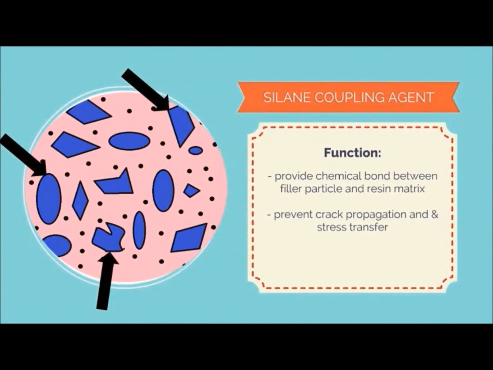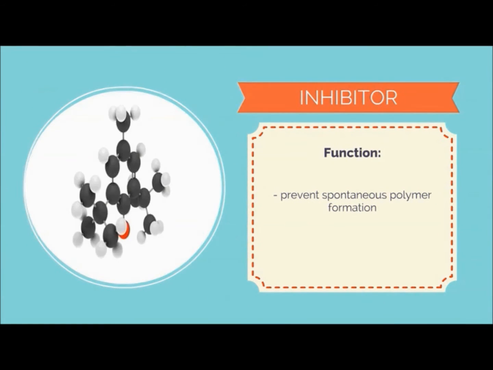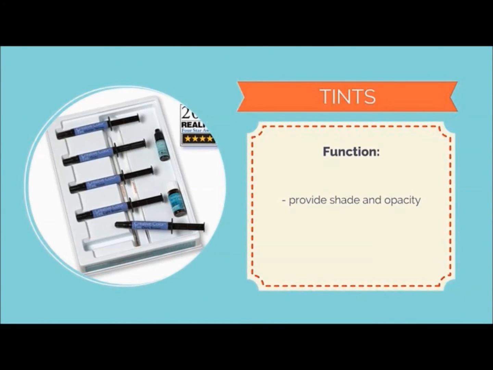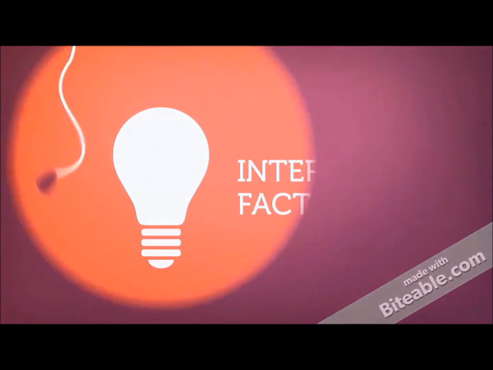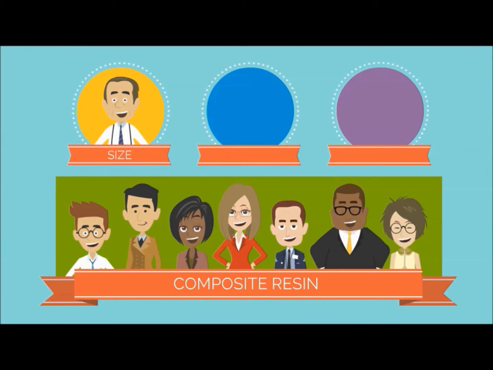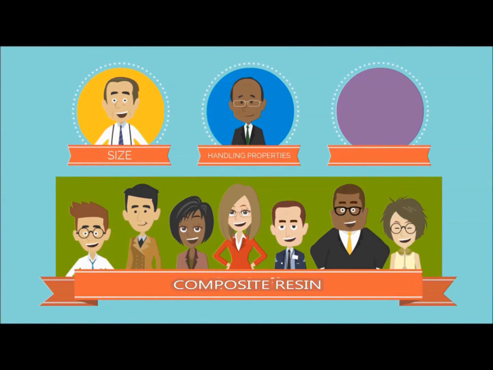Silane coupling agent acts as chemical bond between filler particles and resin matrix. The bond prevents crack propagation and stress transfer. Butylated hydroxytoluene functions as the inhibitor to prevent spontaneous polymer formation. Next, tints provide shading and opacity. It is interesting that composite resin has come a long way since the 1950s, and it can be classified based on its filler size, handling properties, and setting mechanism.